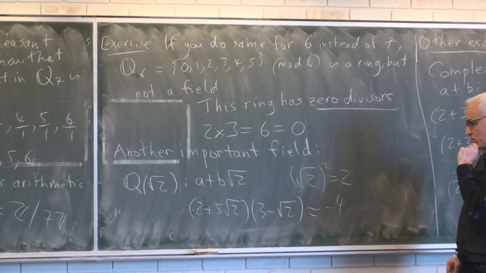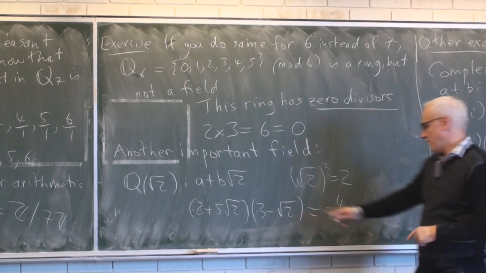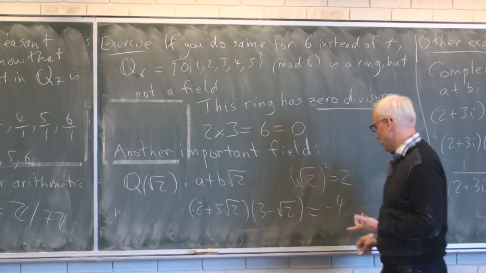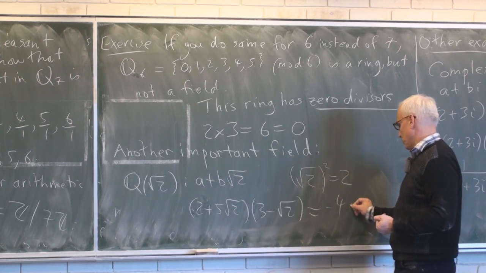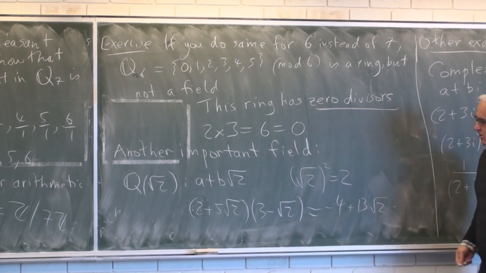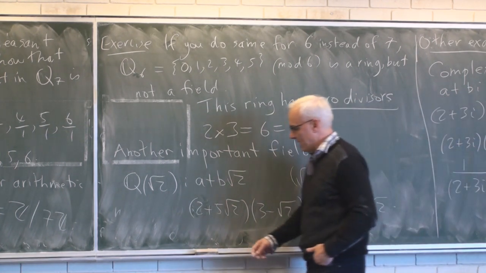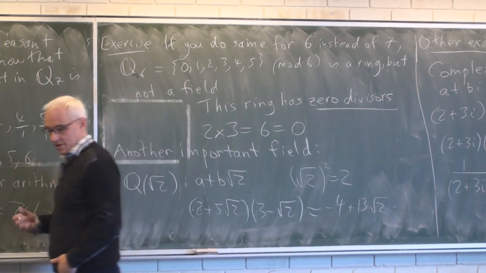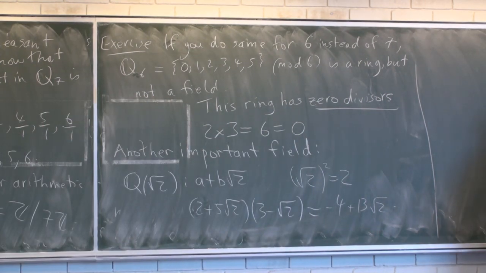And then the number of √2's left over are 15√2 minus 2√2, I guess 13√2. So much as we did for complex numbers, you can check that this is a field. All right, so that's a very quick introduction to rings and fields.